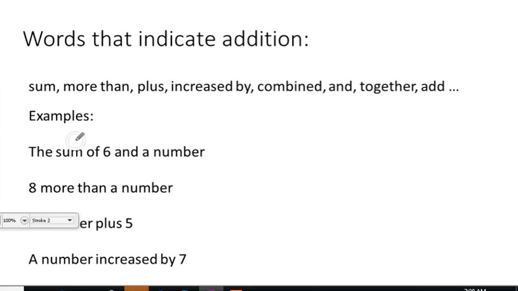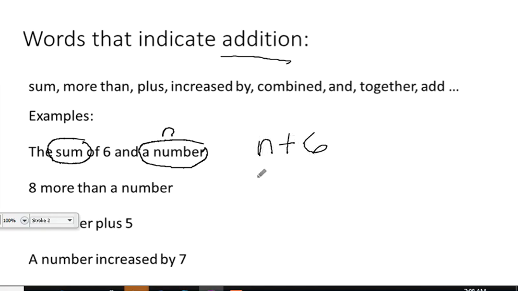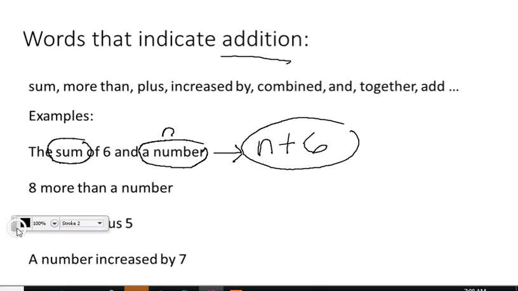Okay, so we know the word sum means addition. Okay, then if we want to translate this, the sum of 6 and a number, we need to know that anytime it says a number, that's something we don't know. So we're going to assign that a variable. Okay, so if we're doing the sum of 6 and a number, that just means we're doing the addition of 6 and a number. Okay, so this would translate into n plus 6. Okay, let's look at the next one.